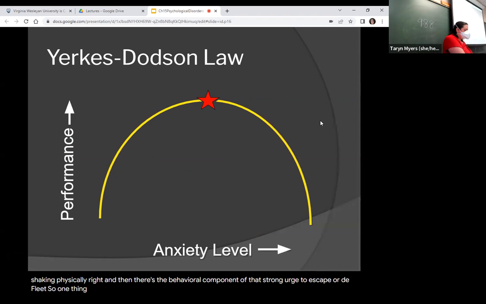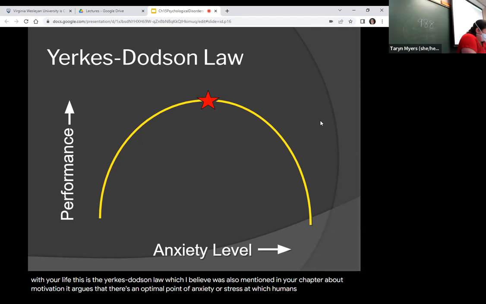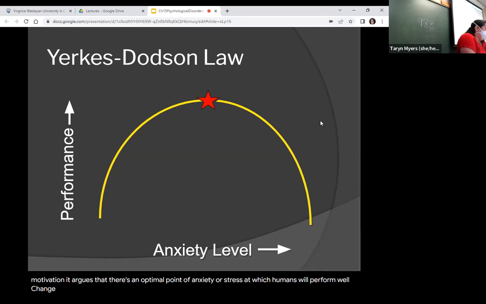So one thing I should say here is that not all anxiety is bad. It's only bad when it starts to interfere with your life. This is the Yerkes-Dodson law, which I believe was also mentioned in your chapter about motivation. It argues that there's an optimal point of anxiety or stress at which humans will perform well, but that too little or too much anxiety can lead to poor performance.